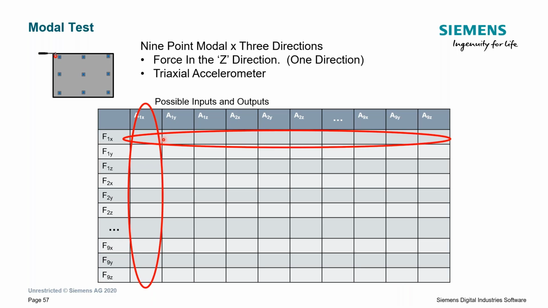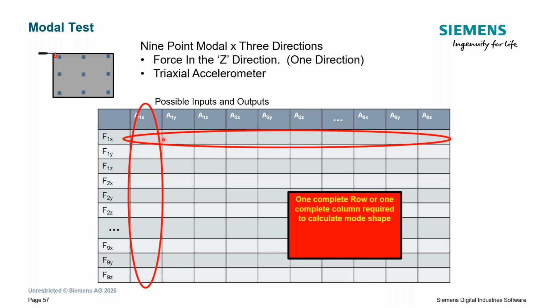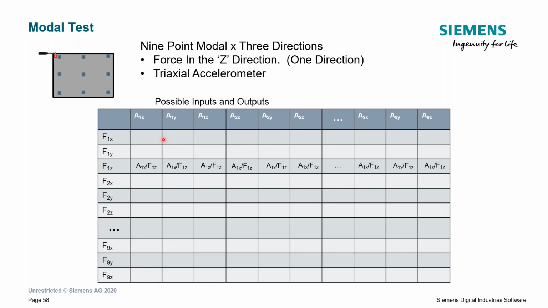So like we said, we can get a modal analysis with 1 row or 1 column to start calculating mode shapes, okay? And just like I said, if I hit in the Z direction, I'll get my responses, okay? So I'm gonna move my accelerometer. I'm just gonna hit in the Z direction. I'm gonna move this accelerometer to each of these 9 locations and complete the first row of my matrix. So I could do modal analysis right now. I've got 1 complete row. And the way that I did that was roving the accelerometer, okay?